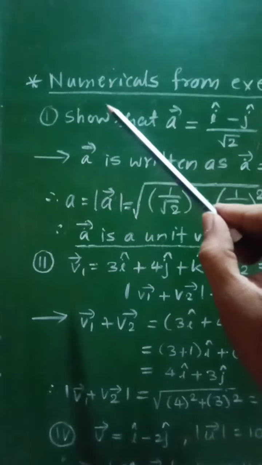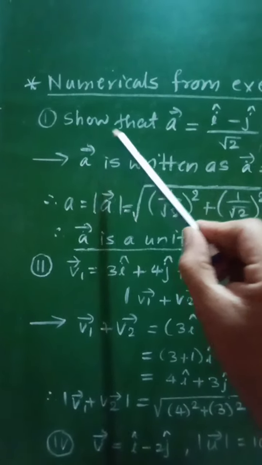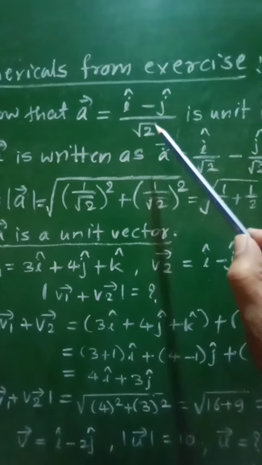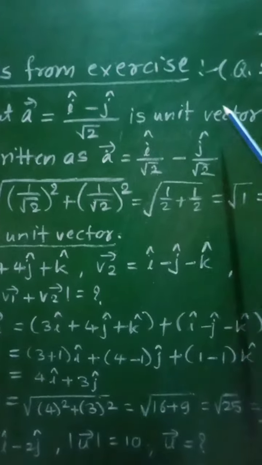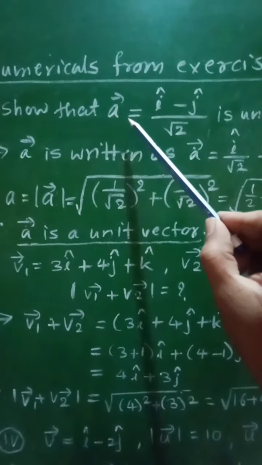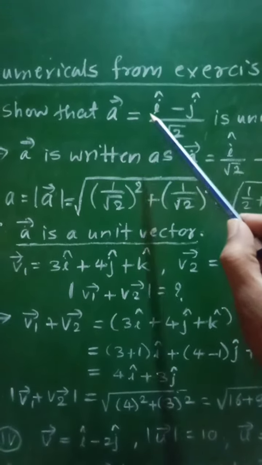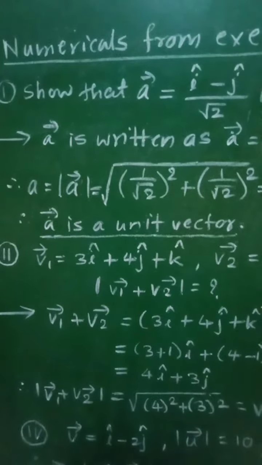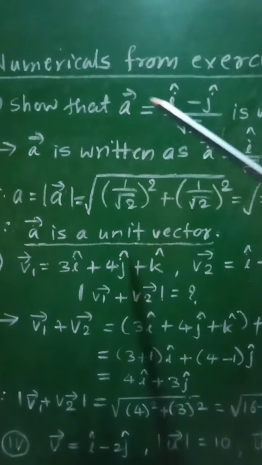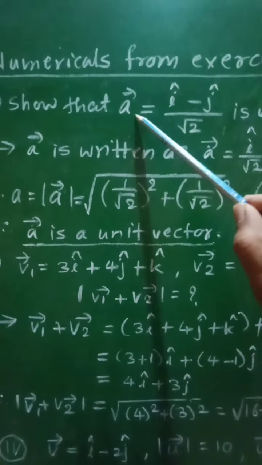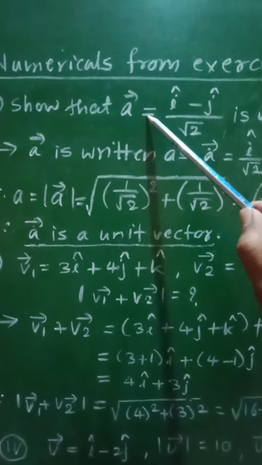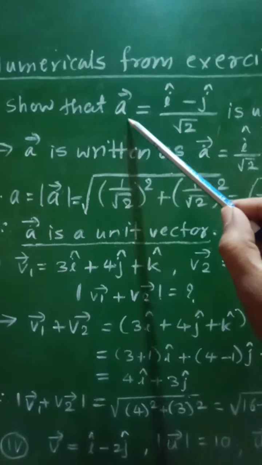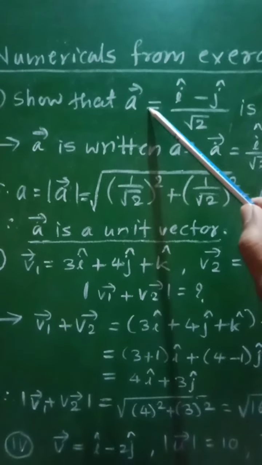Then numerical number 1 is given as: show that vector A equal to i cap minus j cap by root 2 is a unit vector. So we have to prove that this given vector A is a unit vector. We know that a unit vector is a vector whose magnitude is equal to 1, and therefore in order to prove that this vector A is a unit vector, we will have to find out its magnitude. If that magnitude is equal to 1, then this vector will be a unit vector.